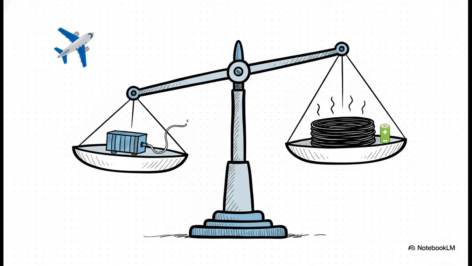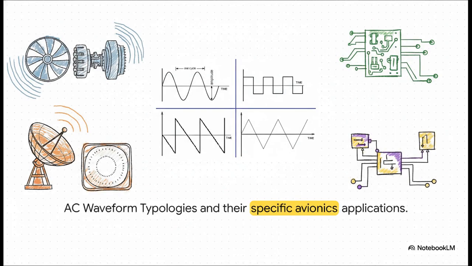DC suffers from severe I-squared-R power losses over the aircraft's longitudinal axis, mandating heavy-gauge wiring. AC's primary advantage is its compatibility with transformers. Stepping up voltage reduces current, mitigating power loss, and, most critically, enabling lighter wiring harnesses, an absolute necessity in airframe design. Each AC waveform typology has a specific function in avionics.